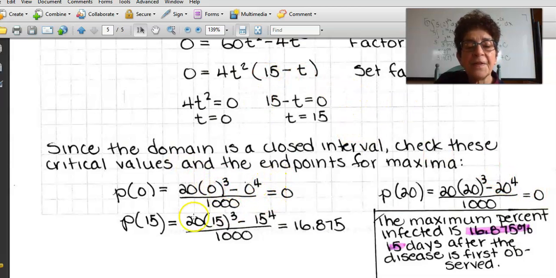When I plug in 15, though, I get 16.875. Okay? And what does that mean? If you remember, P of T returns a percentage. So this is the maximum percent of people in the population infected. It's 16.875%, and it happens 15 days after the disease is first observed. And this is a small example of different ways to solve applied extrema problems.